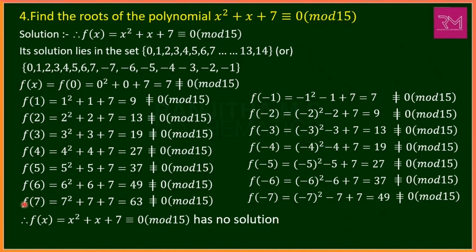So we can check this method for the value 5, that is under mod 5 we have to check for 0, 1, 2, 3, 4. And it also does not contain any solution. Therefore, we can conclude that under mod 5 there is no solution. So 5, and the other value 3, which lies under 5, also has no solution. Therefore, the given polynomial has no solution. We can solve that type of problem here.